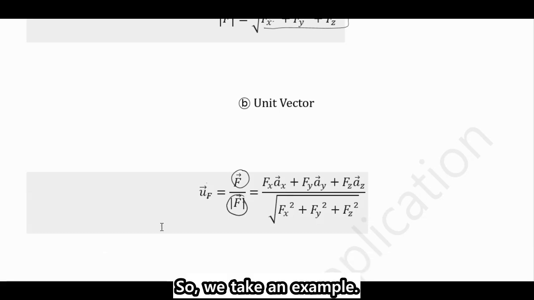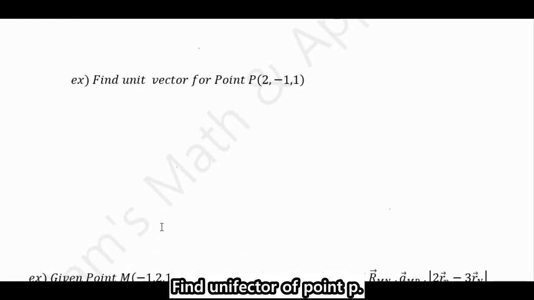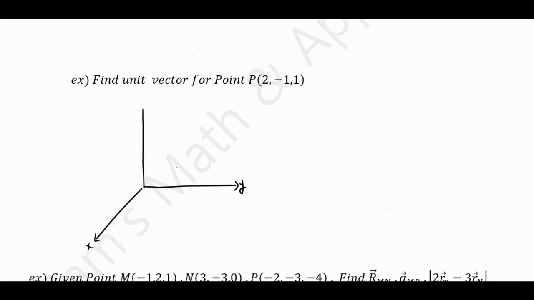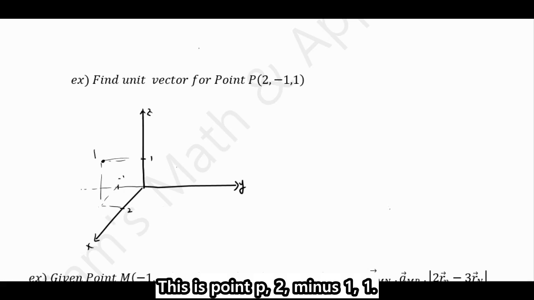So we take an example. Find the unit vector of point P. Point P is located at 2, minus 1, 1. This is point P, 2, minus 1, 1.